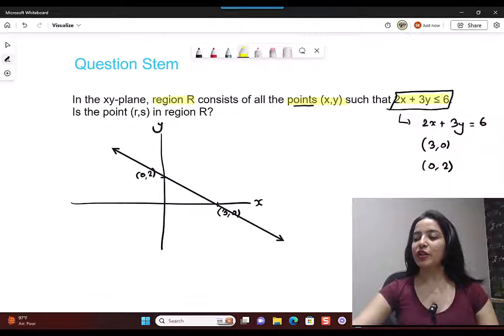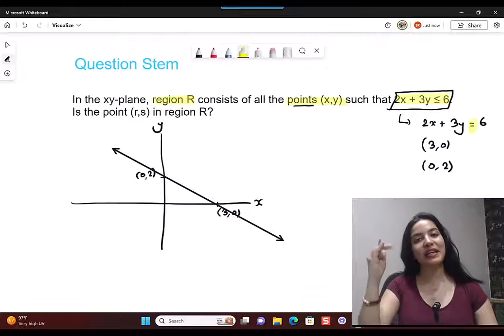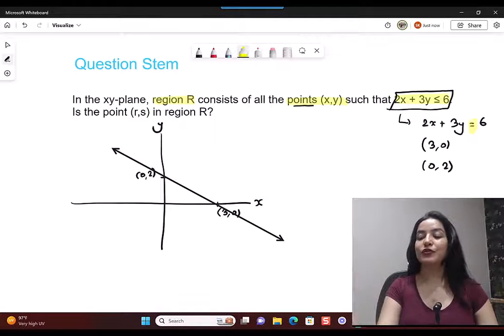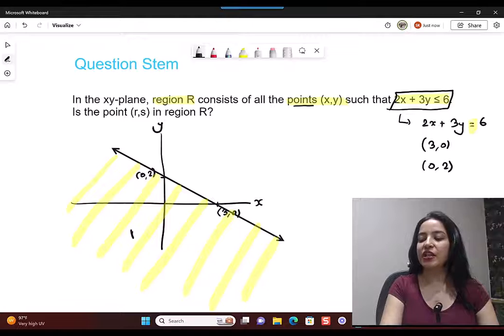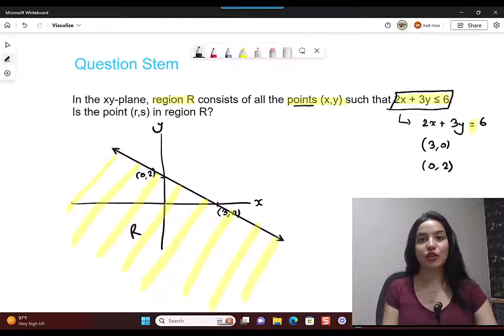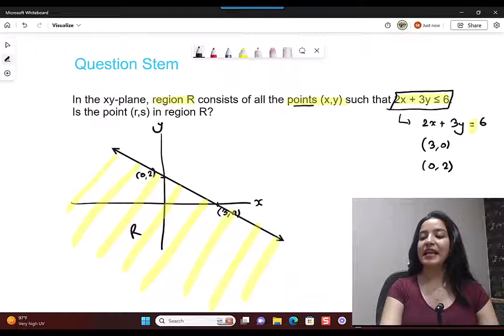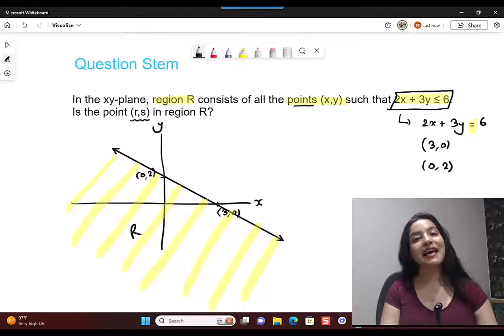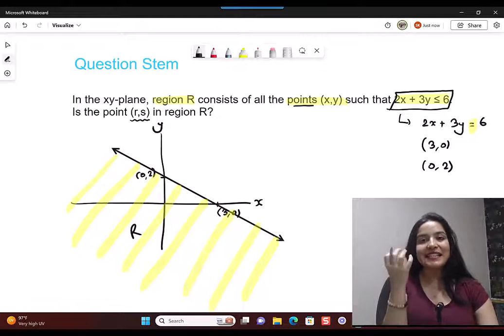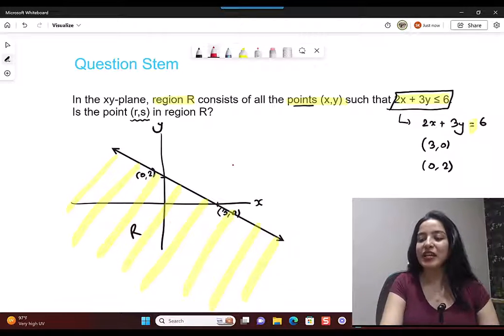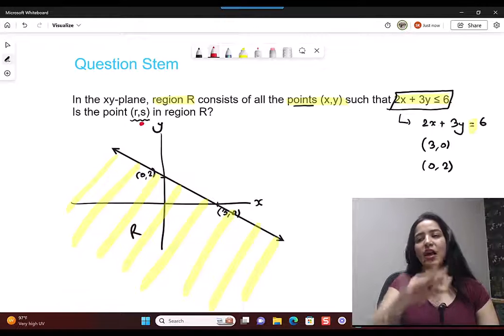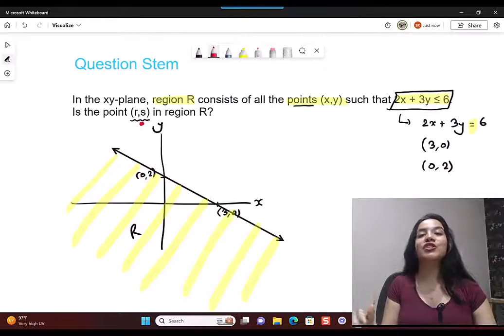Now, I don't just want it to be equal to 6, remember. What do I want? I want 2x plus 3y to be less than or equal to 6. Now, from your knowledge of inequalities, this is going to be all of the region that is below this line. So, this is what region R is, the whole of this yellow shaded part. Now, the question is, is the point (r, s) in this region? Now I can see what the question is talking about. There is a region defined, and my question is to see whether this point (r, s) lies in the yellow region or not.